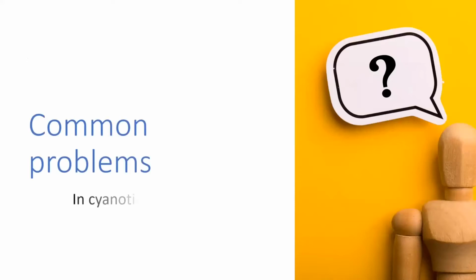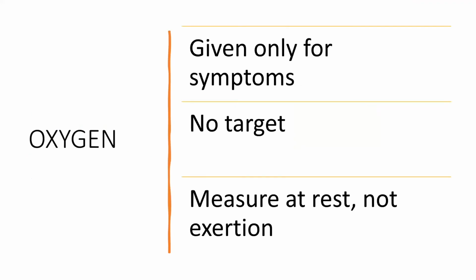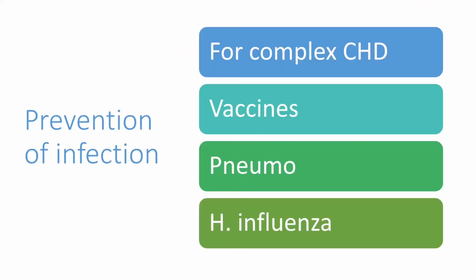Okay. Now I'll just focus a few minutes on some common problems in cyanotic congenital heart disease before I go on to Ebstein's and the others. Okay. Now, common problems are cyanosis, hypoxia. So when you give oxygen, there's no target. Okay, you just give oxygen for symptoms. So your patient with Tetralogy of Fallot complains of hypoxia, cyanosis, etc. How long do you give? You just give whenever oxygen is needed. Measure the saturation at rest, not at exertion, for you to understand the degree of pulmonary flow. Always measure it at rest.